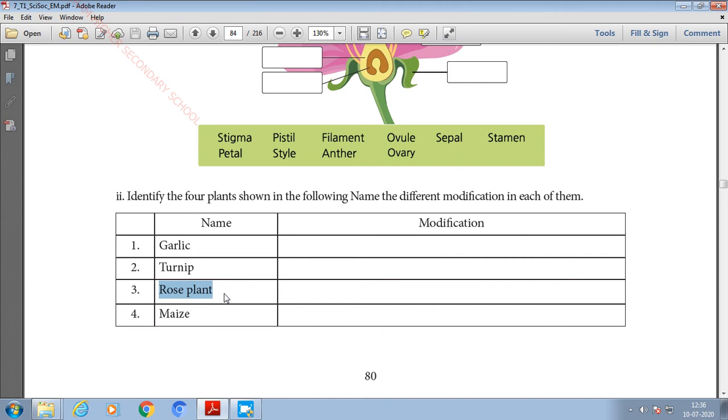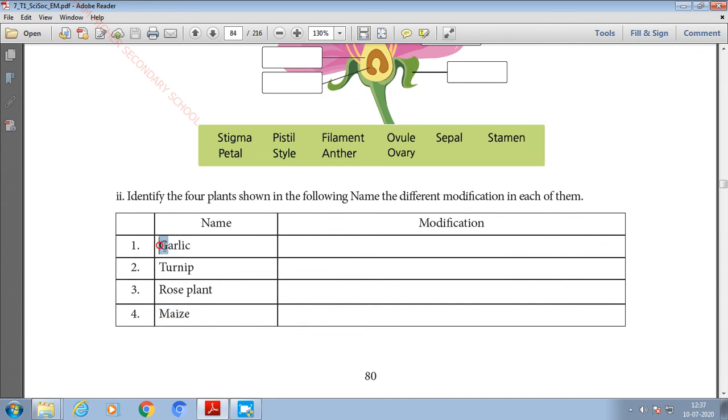A-S-E-X-U-A-L, asexual reproduction, R-E-P-R-O-D-U-C-T-I-O-N, by cutting, C-U-T-T-I-N-G. And the fourth one, stilt roots, S-T-I-L-T, stilt roots, for mechanical support, M-E-C-H-A-N-I-C-A-L, mechanical support. So maize is an example for stilt root for mechanical support.